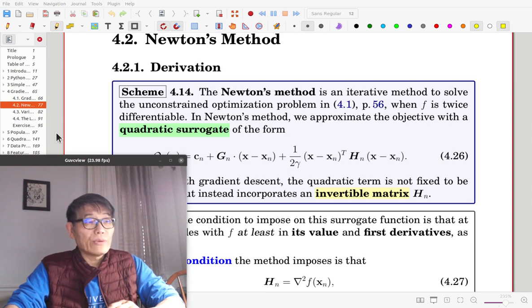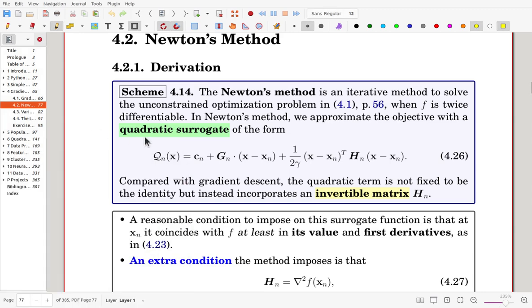Let's begin with a quadratic surrogate function of the form. Here Cn is a constant, Gn is a vector, and Hn is an invertible matrix. Now, start with this surrogate function.